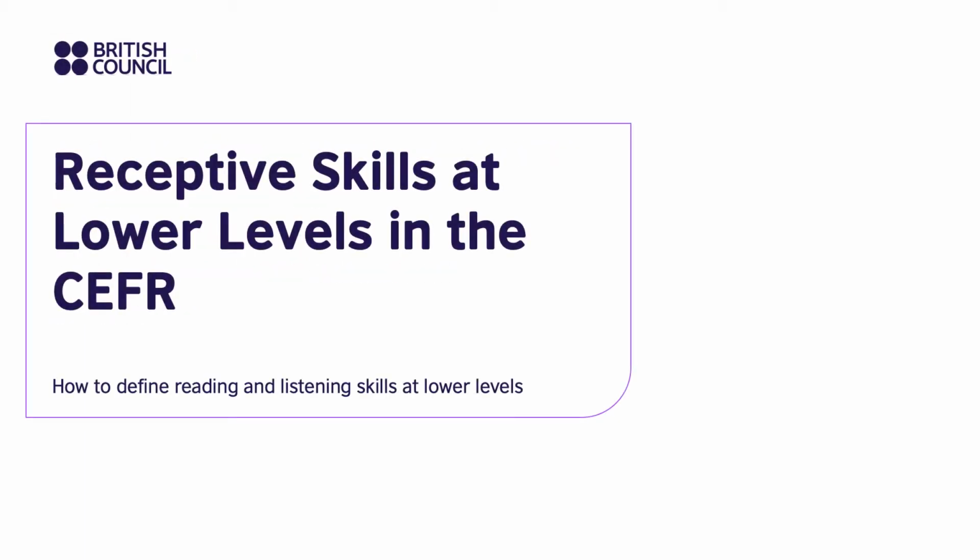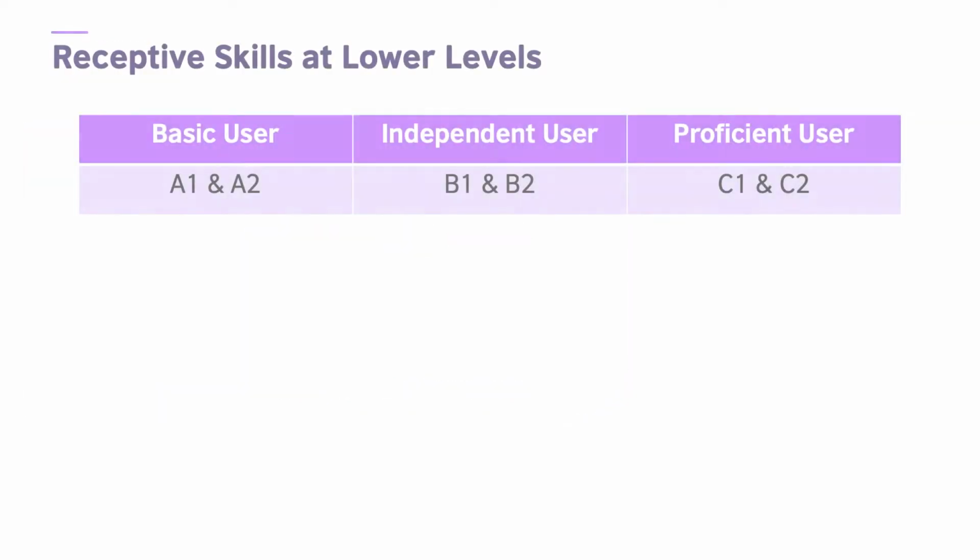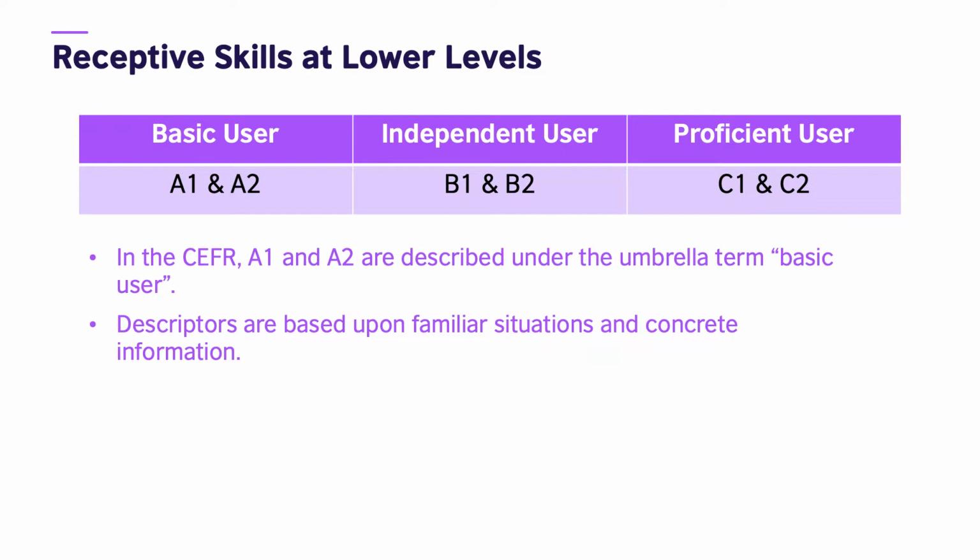In this section, we will consider the nature of receptive skills at lower levels, in particular as they are conceptualized in the CEFR. We will look at descriptors for both reading and listening and consider some key points for the purposes of item writers. In the CEFR, language users are divided into the umbrella categories of basic user, independent user, and proficient user. A1 and A2 both fall under the basic user category.